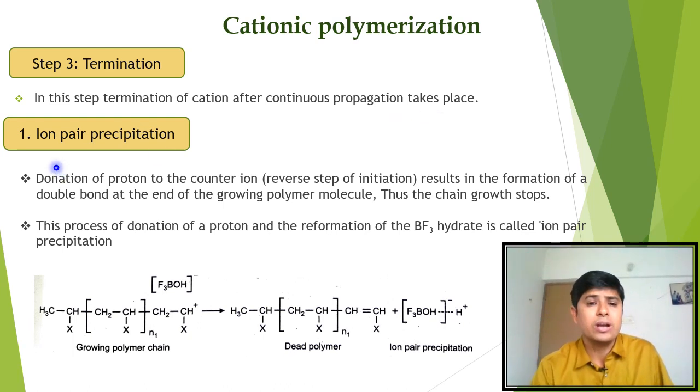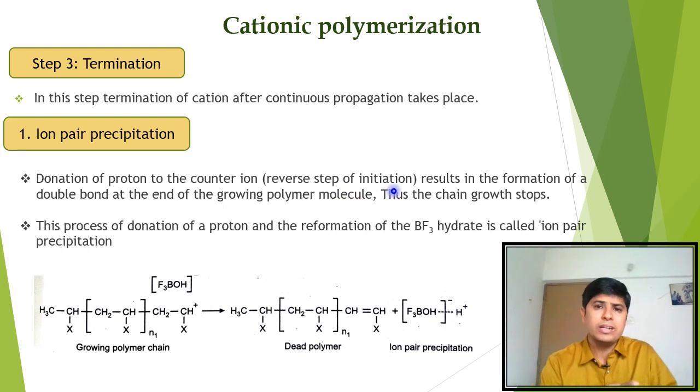The first way is ion pair precipitation: donation of a proton to the counter ion. Okay, donation of a proton to the counter ion is the reverse step of initiation.